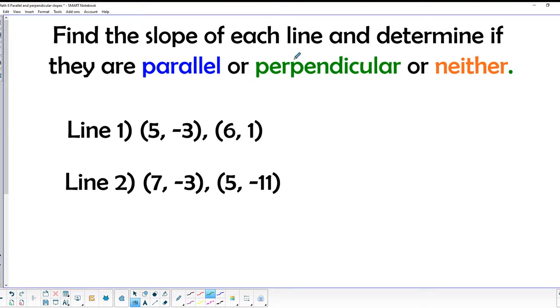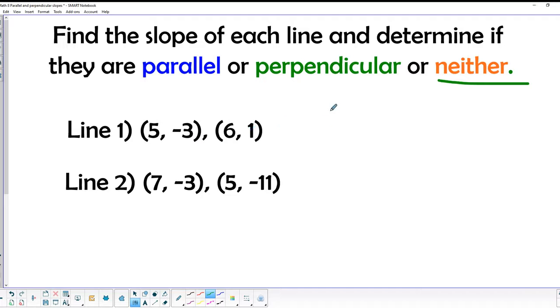Okay, now let's find the slope of each of these two lines and determine if they are parallel or perpendicular. That means we're going to check their slopes and see if they're the same. If they're the same, they're parallel. If they're negative inverses, then they'll be perpendicular. Or if it doesn't fit into either category, we would say neither. So let's try it out.